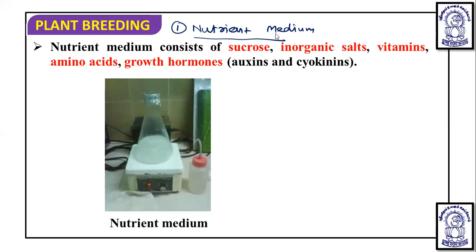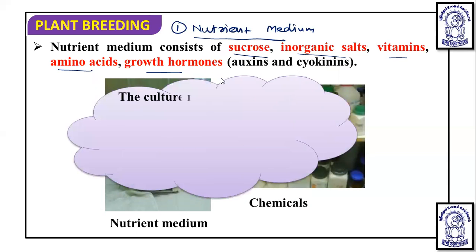This nutrient medium consists mainly of sucrose, which acts as a carbon source. Then some inorganic salts, vitamins, amino acids, and growth regulators or growth promoters are also there, like auxin and cytokinin. All these things are required in a nutrient medium to provide nutrition to the explant. The commonly used growth regulators or growth hormones in tissue culture medium are auxin and cytokinin, and in auxin, 2,4-D is used.